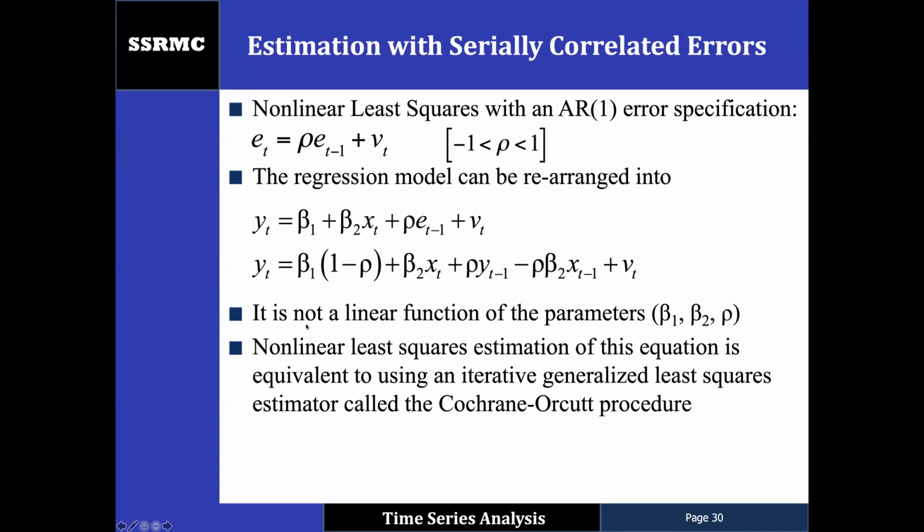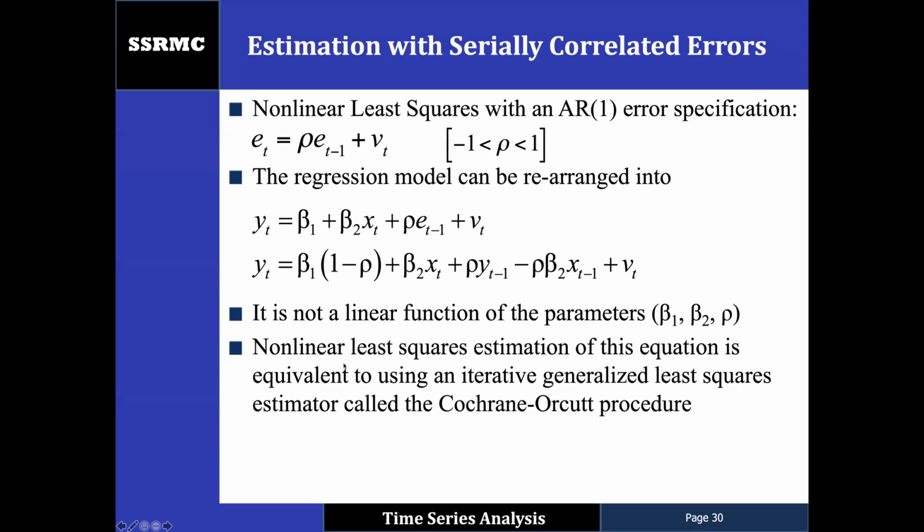However, it is clearly not a linear function of the parameters. The parameters are beta 1, beta 2, and rho. Those are the three parameters we want to estimate. That is clearly not a linear function. So for example, over there, that's a product of two coefficients and x_{t-1}, which means x_{t-1} is not linearly related to y_t. So we are not able to estimate this regression model by the standard OLS method.